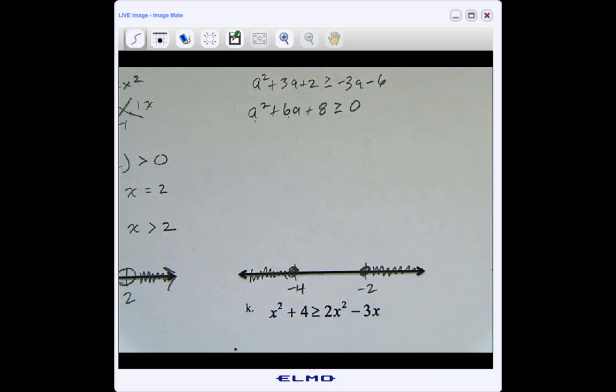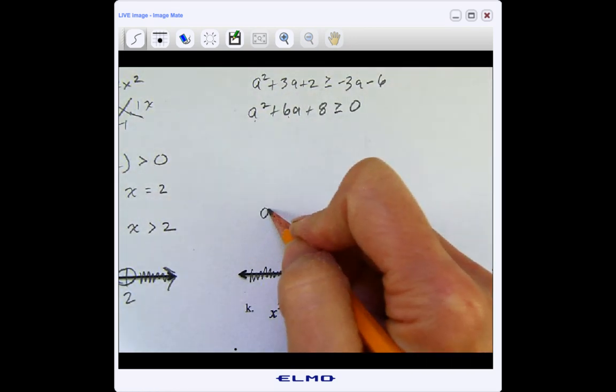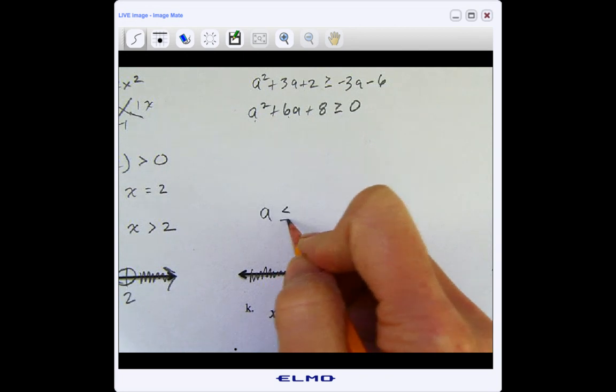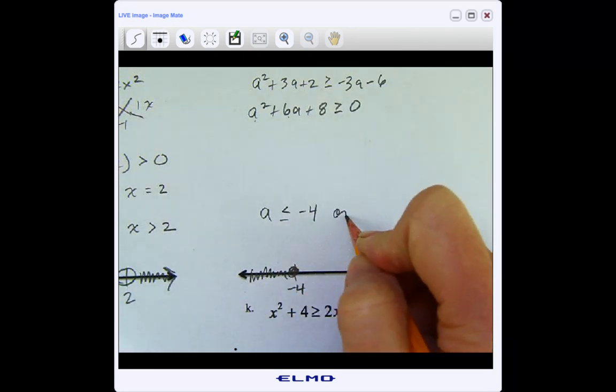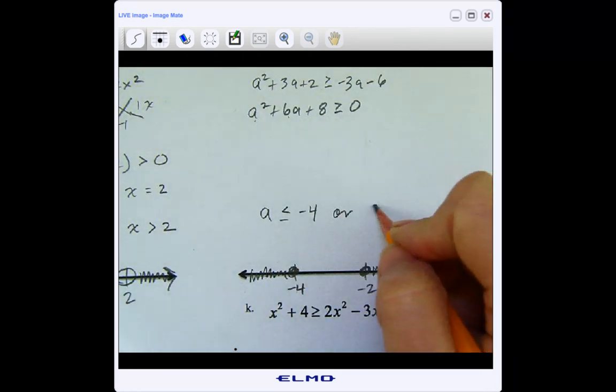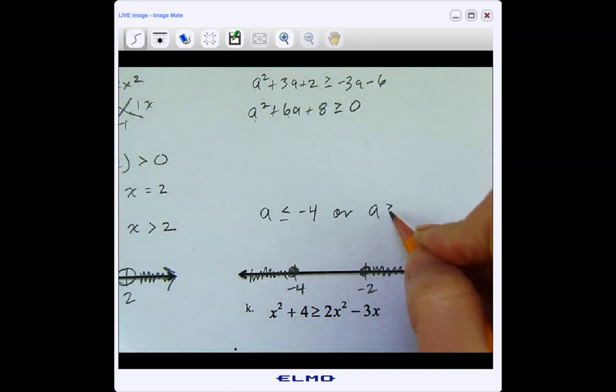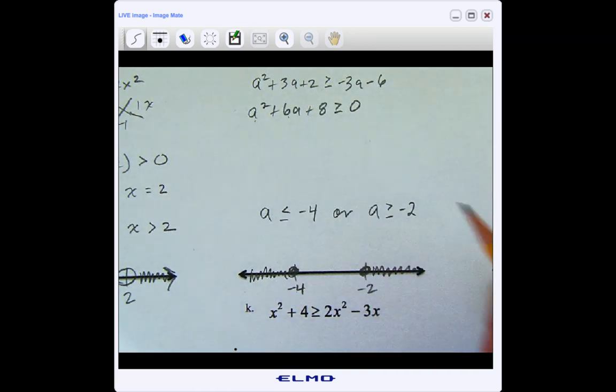So what's my solution? My A needs to either be less than or equal to -4, or my A value has to be greater than or equal to -2. So when you type your answer in there, make sure you use the word "or" in between here.